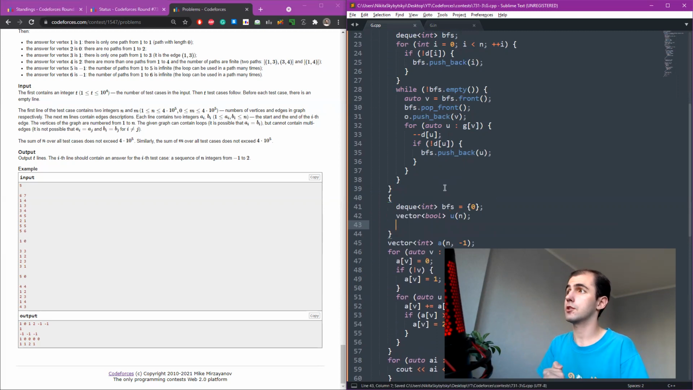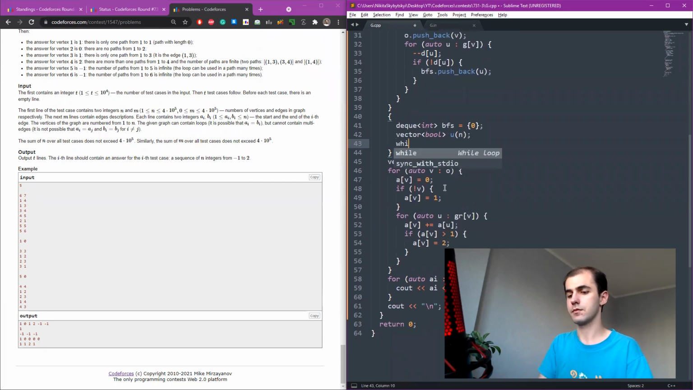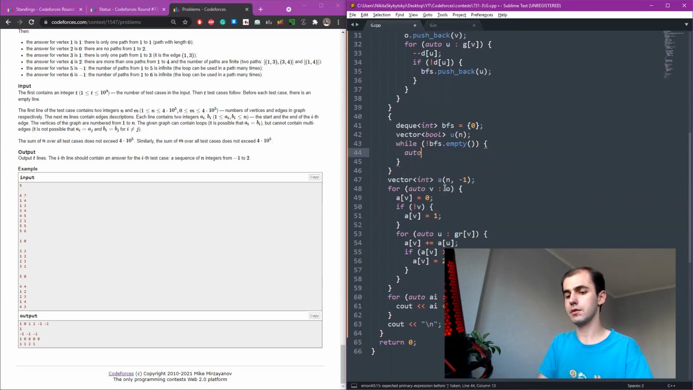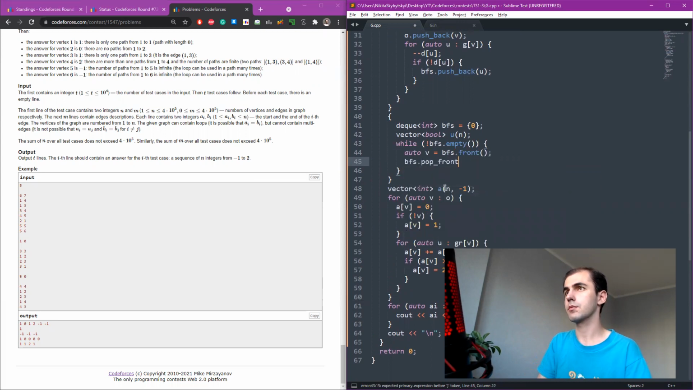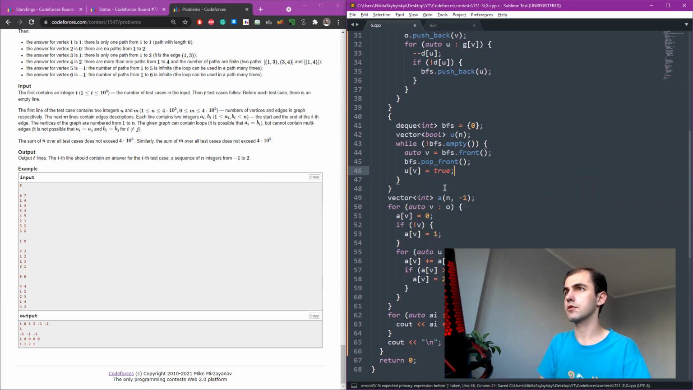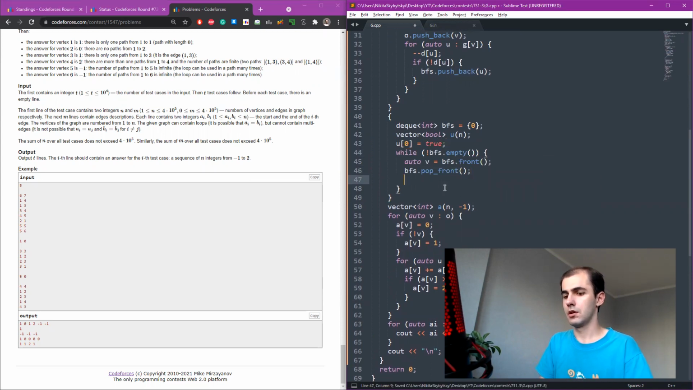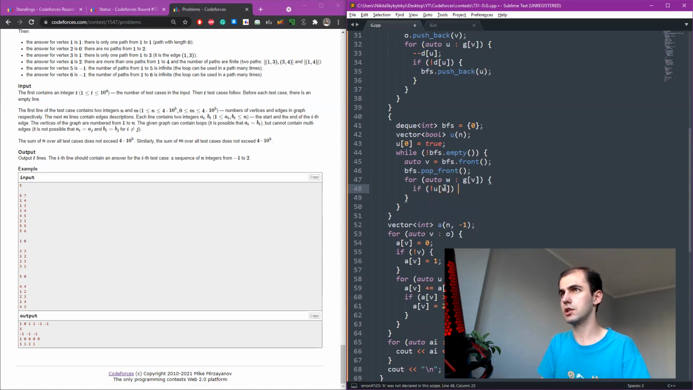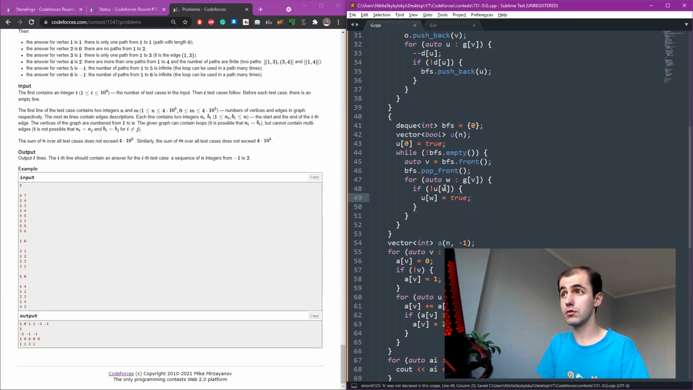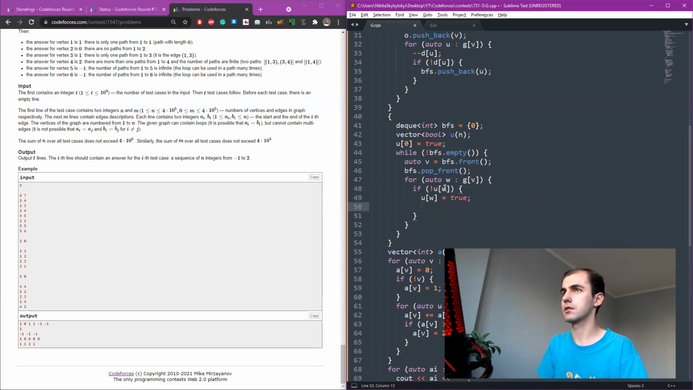We need to run another BFS to make sure what vertices are reachable and what are not reachable. If the vertex is not reachable, then we explicitly will set its value to 0. While BFS is not empty, we take a vertex from BFS, pop front. Used at vertex gets true when we add to BFS. For adjacent, if not used at adjacent, let's make it true. Let's say BFS push back W.